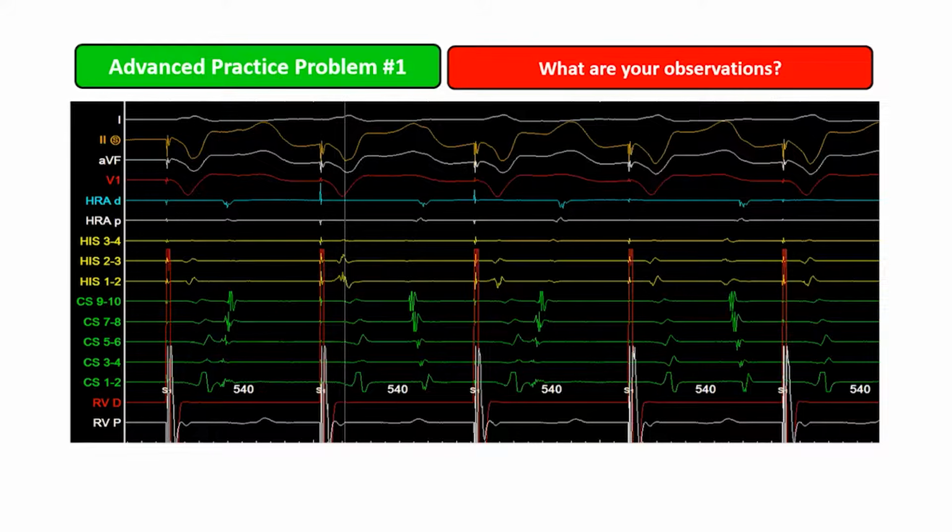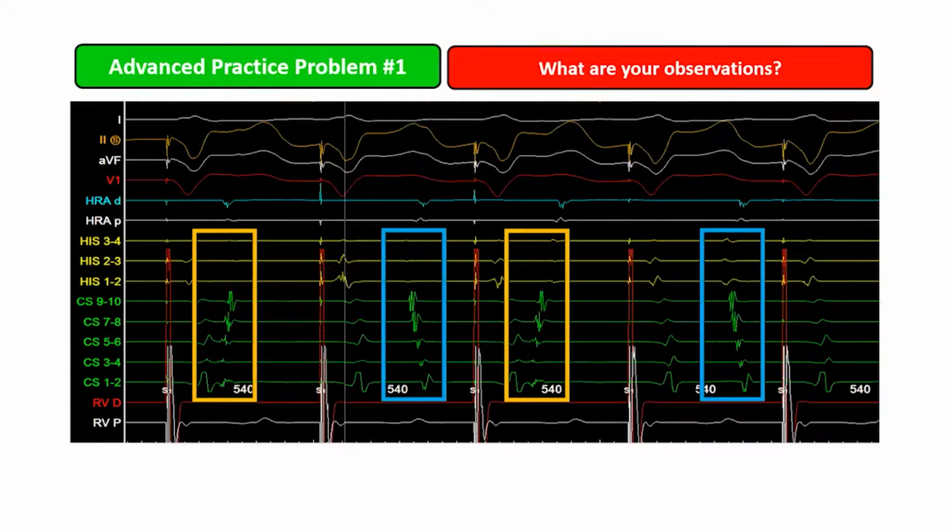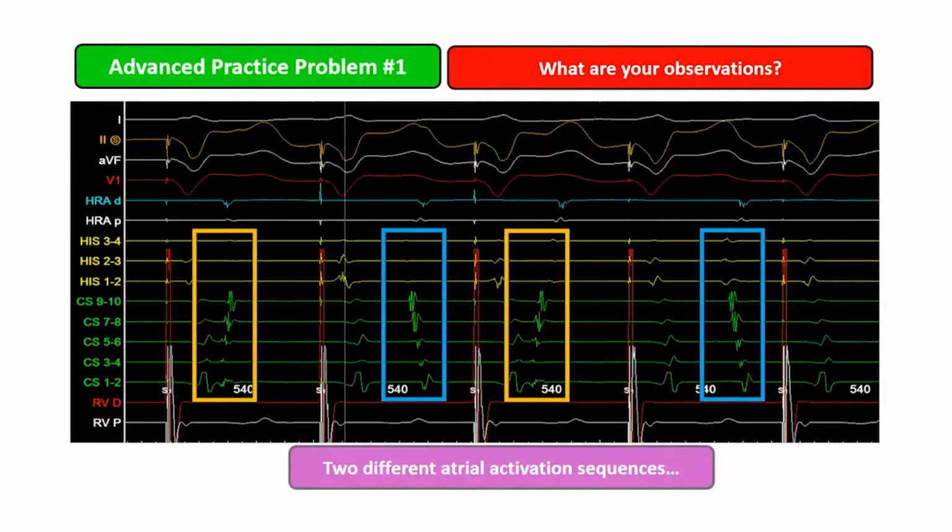But what else do you see? Well, we can see here that on the first and third beat, we have an atrial activation sequence that looks different than what we see here on our second and our fourth beats. Now try to explain that. What could these represent?